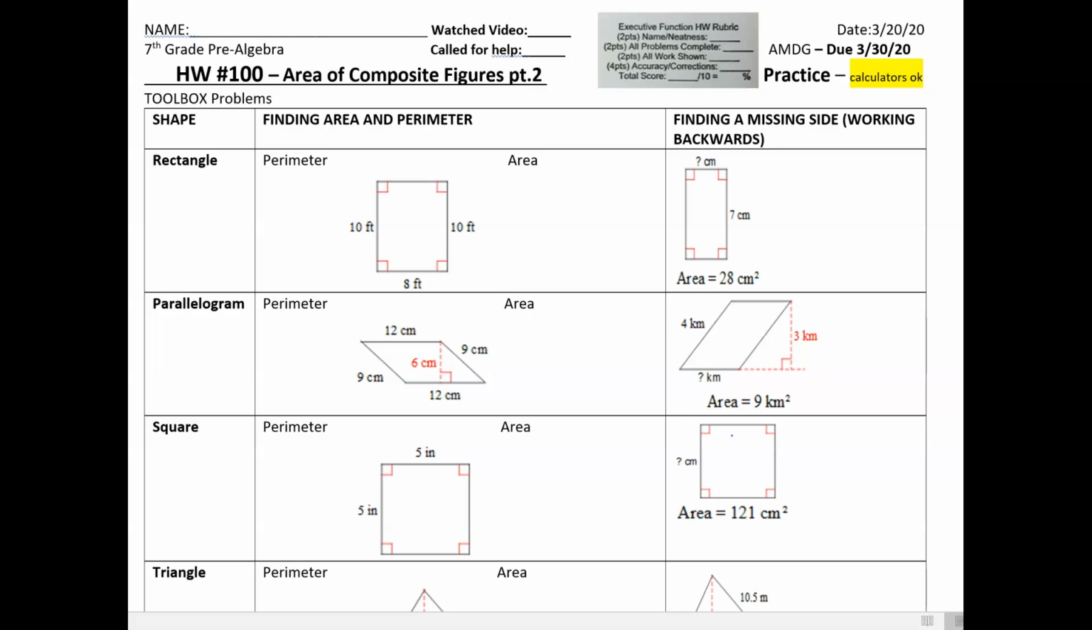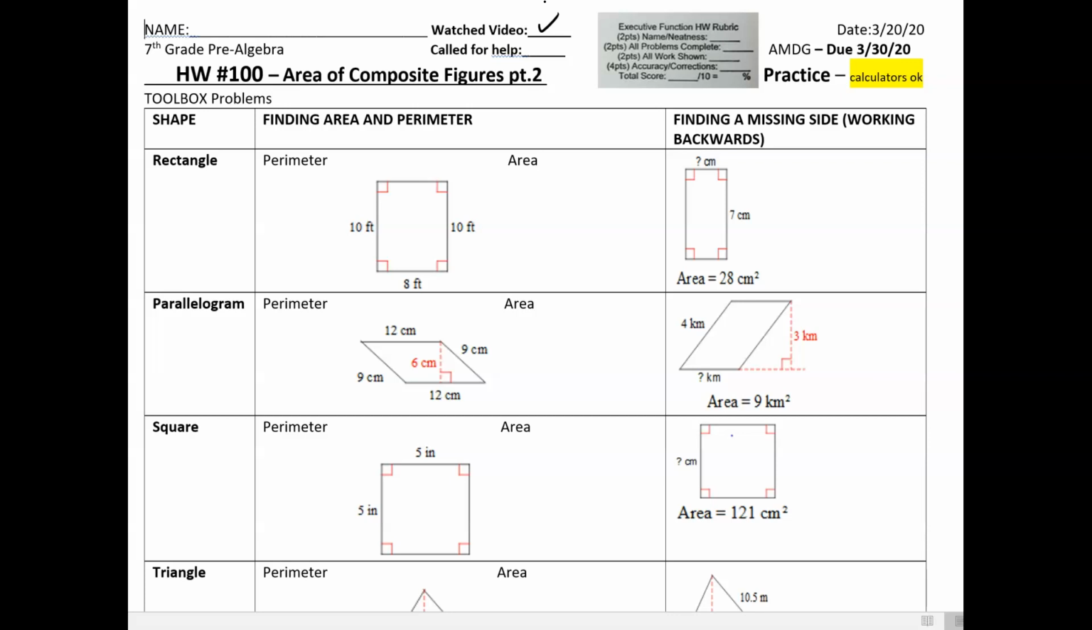Before we do any composite figures, I just want to go through all the area formulas for every shape that we've learned so far. So go ahead and check off that you've watched the video, and make sure to answer the questions in Edpuzzle very carefully.